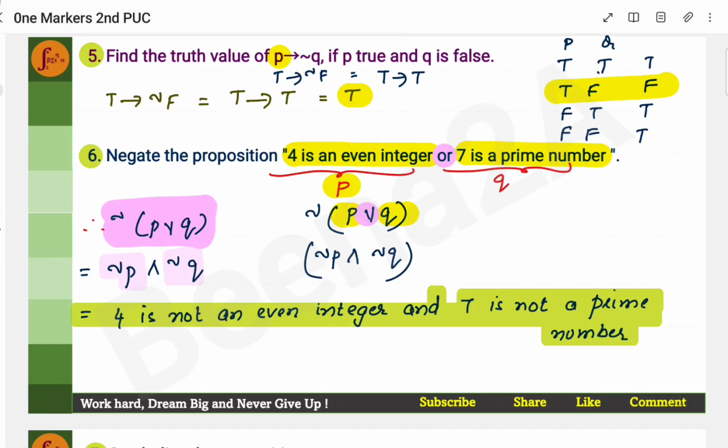This is the answer. If just written in symbolic form, we will have to write it in verbal form, right? So not P, that means 4 is not an even integer. And instead of or, it became and. Not Q, that is 7 is not a prime number. You're putting and, you're putting not and not.